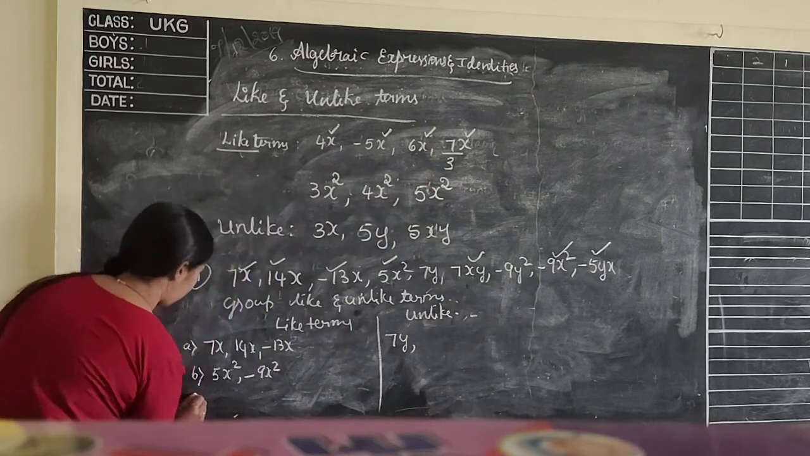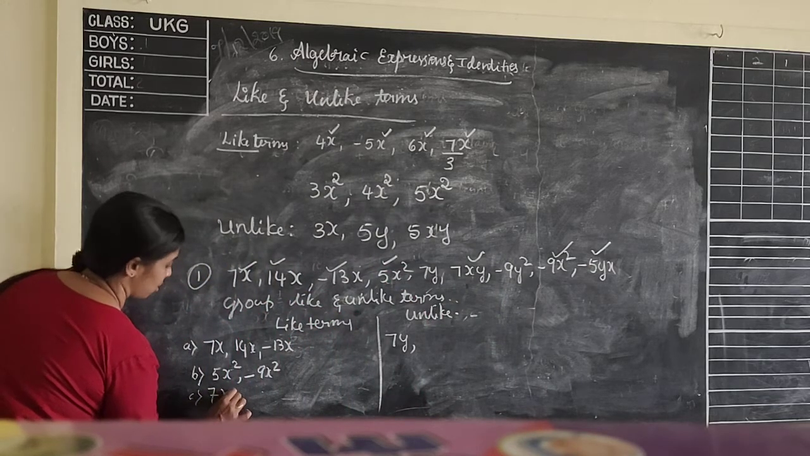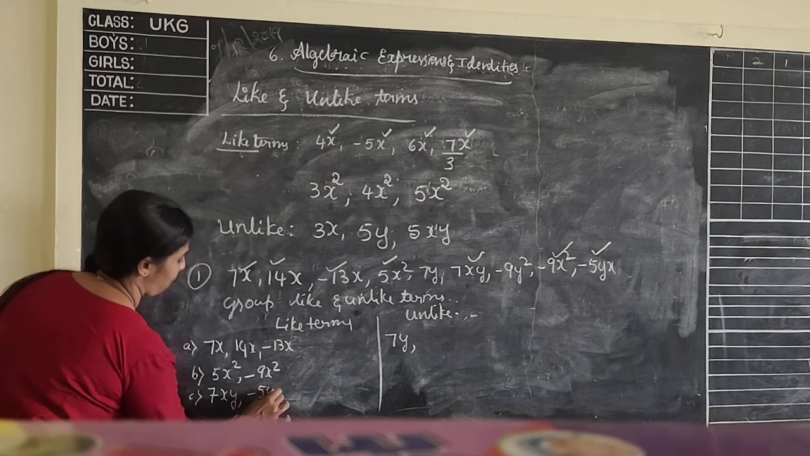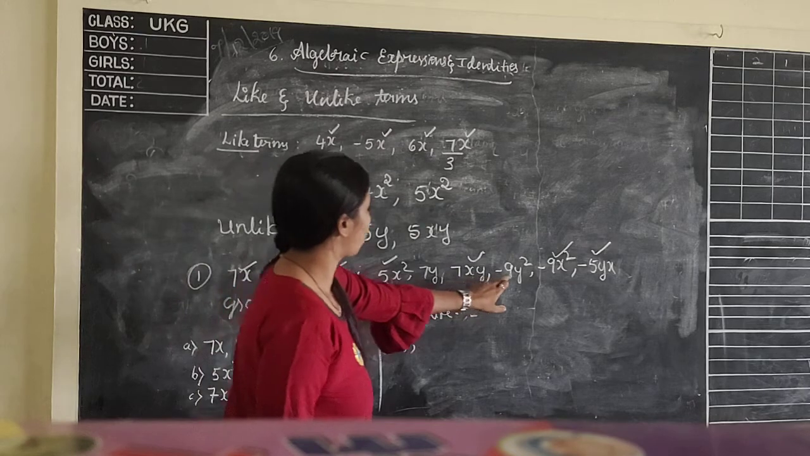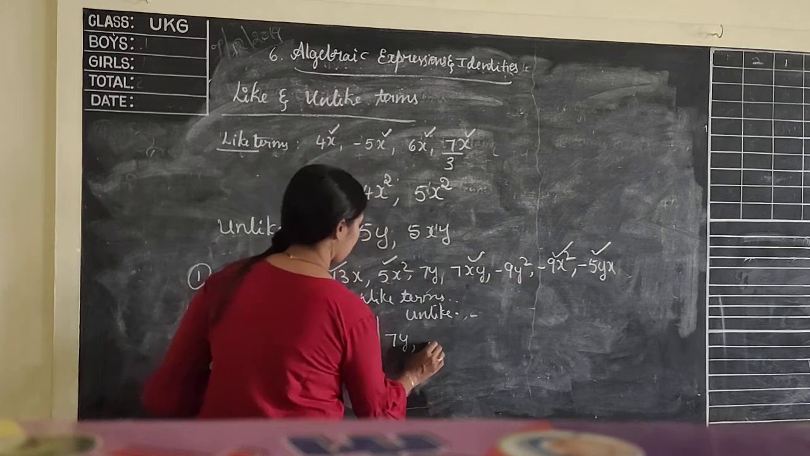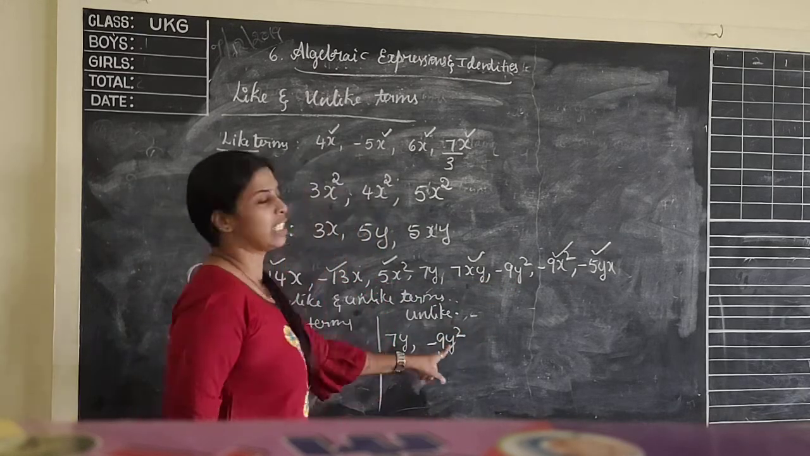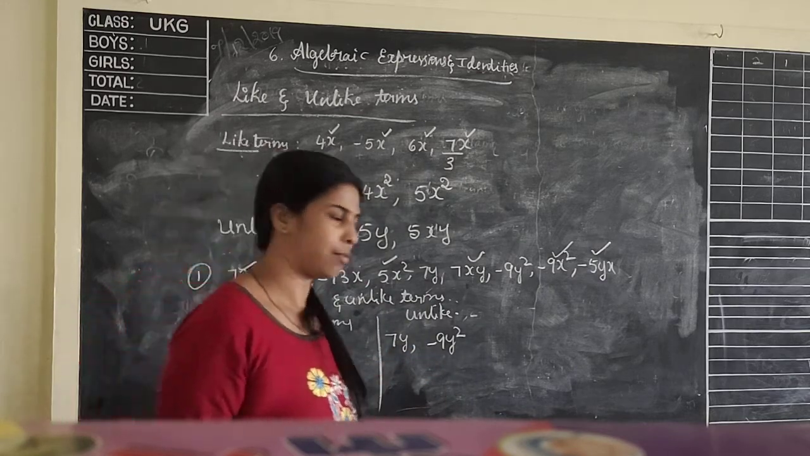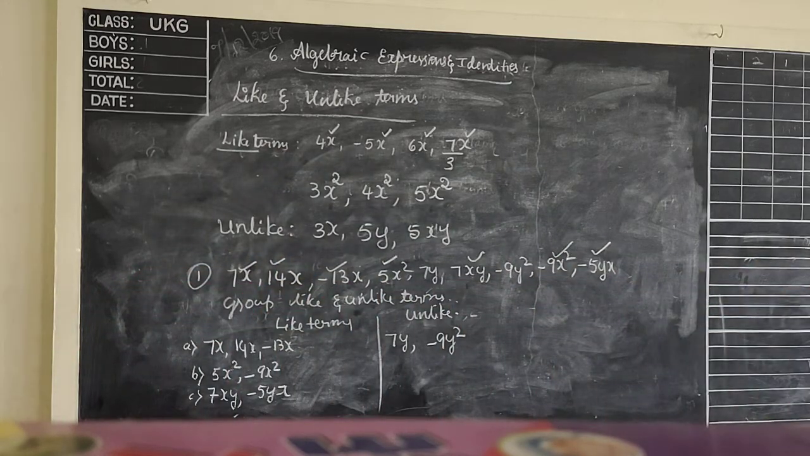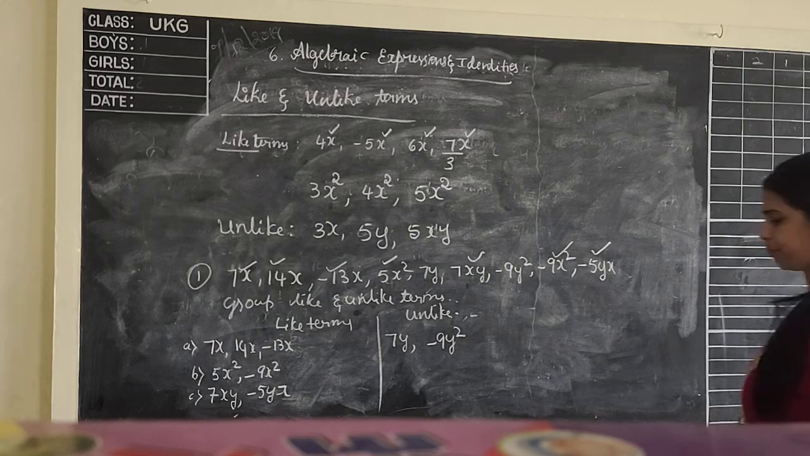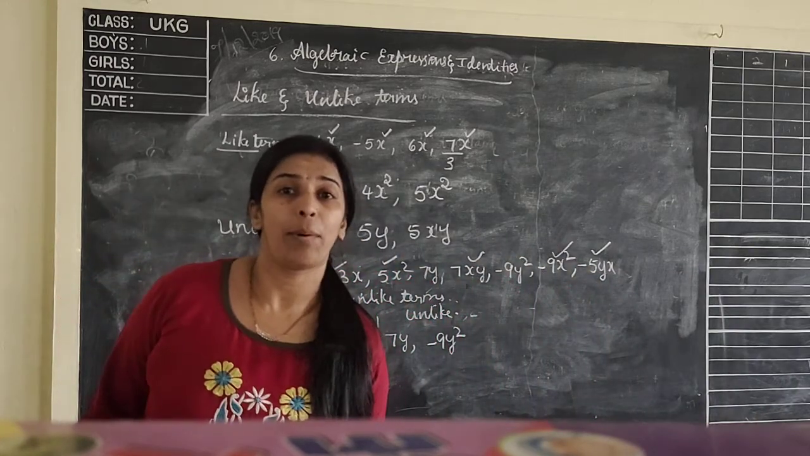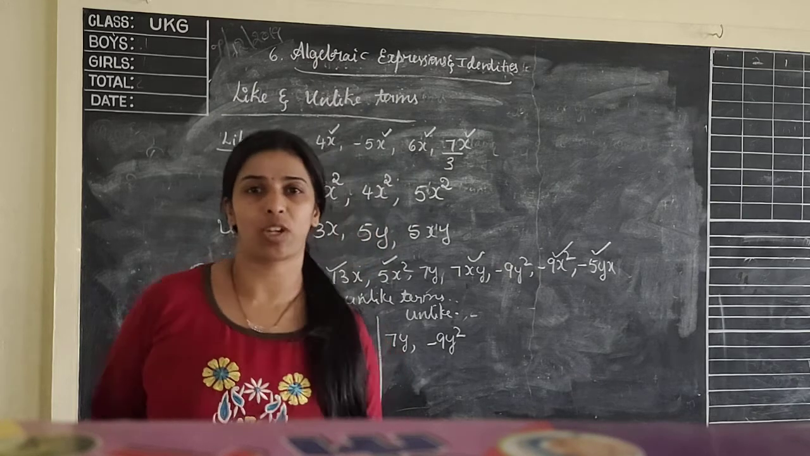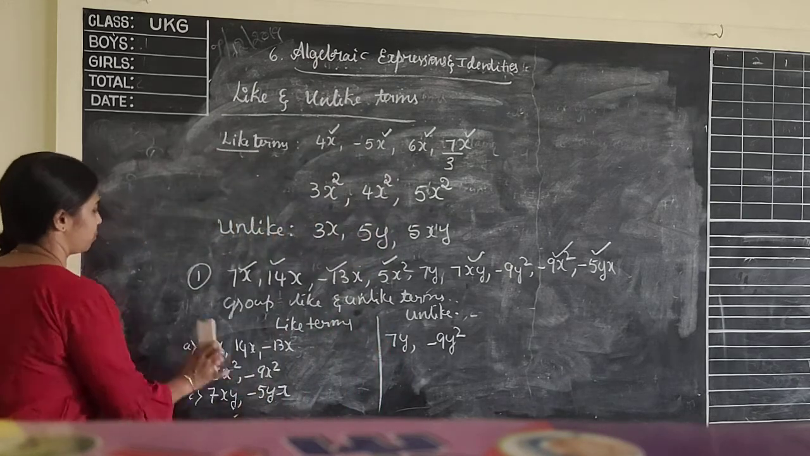7xy, can you see here? xy, yx is same. Remaining is what? For this no pairs, so it is the unlike. Let me see, you can see the board. Yeah. Understood like and unlike. Next, operations in arithmetic expression means addition, subtraction, multiplication, these all.